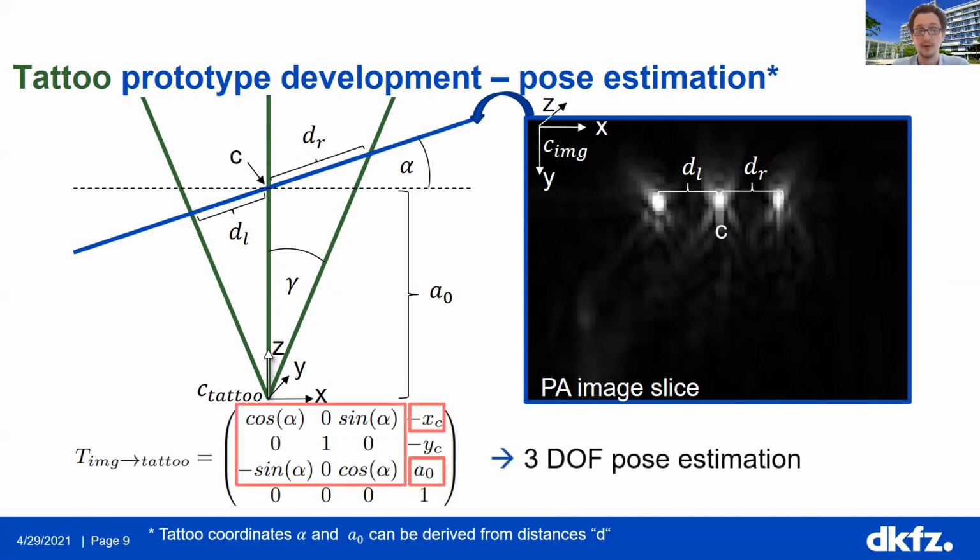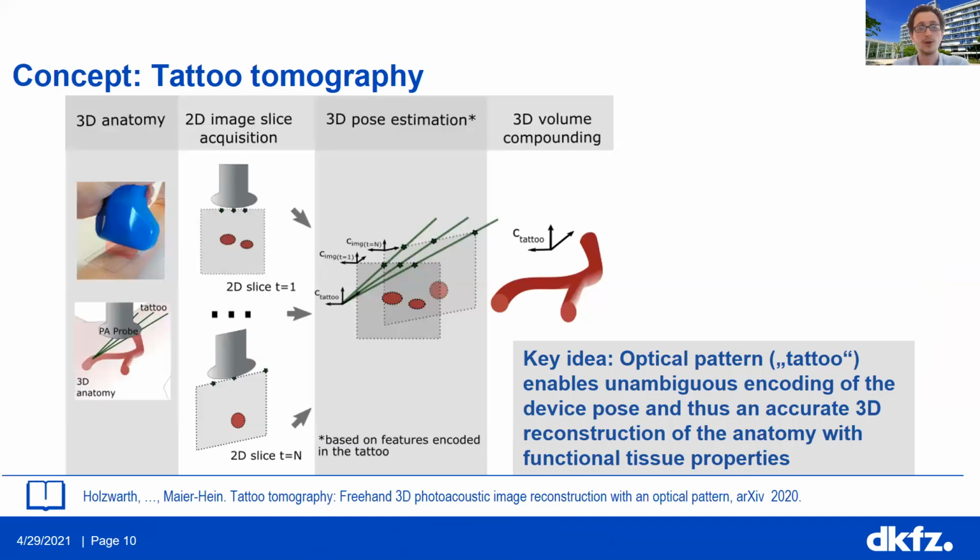according to 3 degrees of freedom. So a rotation around the y-axis and translations around x and z. To conclude, we can apply an optical pattern we call T2, which encodes pose information in our photoacoustic image slices. From this pose information, we can calculate transformation matrices, which allows us to compound several image slices together, which then allows us to render three-dimensional volumes.